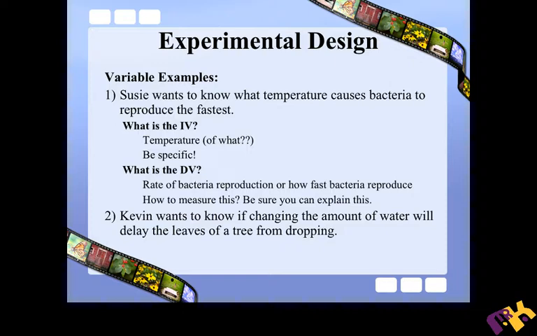Okay. Yeah. So the dependent variable: how many leaves drop off? How many leaves fall off the trees? Okay, how many leaves will fall off the tree, and specifically how might we measure that?